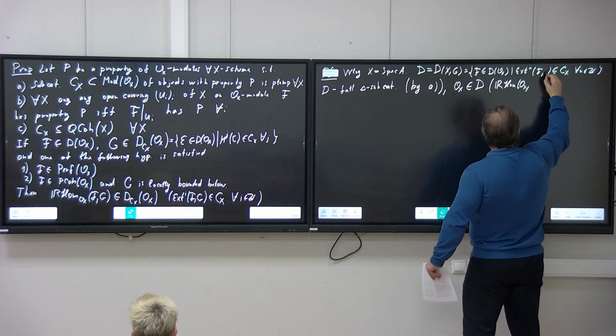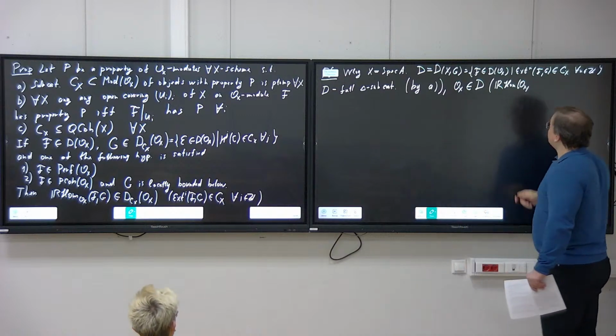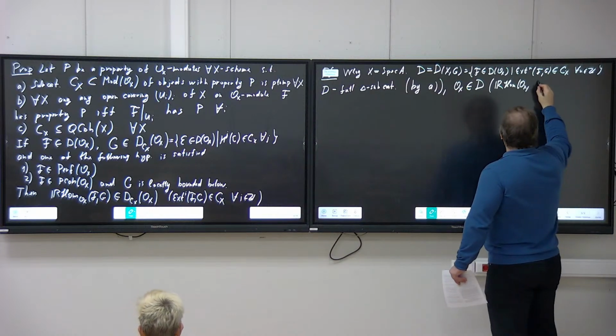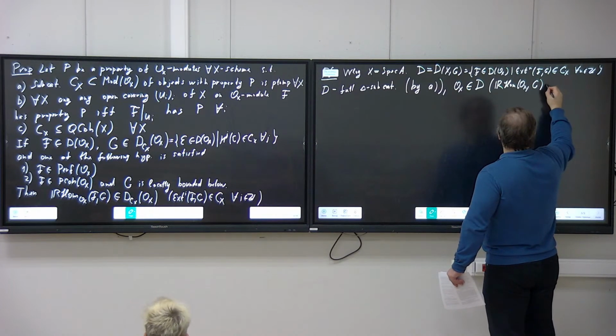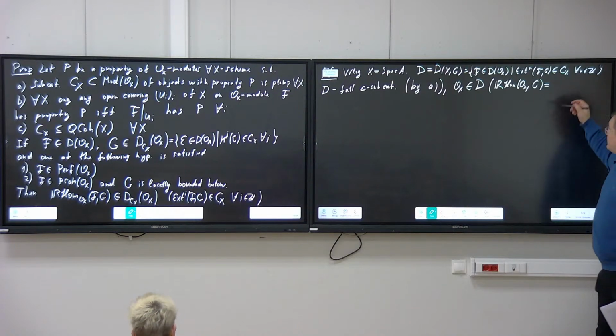So G is fixed, and I look at the subcategory of OFs, so that where we have the property that we want to show. So if I plug in this to the second argument G, how can I simplify this? What is this thing? R Hom(OX, G)? Yeah, this is just of course G.